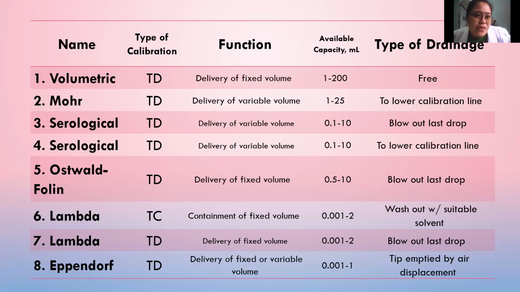So the first one there, you have the volumetric pipette. The volumetric pipette, class, is used to deliver a fixed volume. It is used to deliver a fixed volume of liquid. So we have volumetric pipettes from 1 ml to 200 ml. And for drainage, it's free. You just have to let the fluid or the liquid flow.